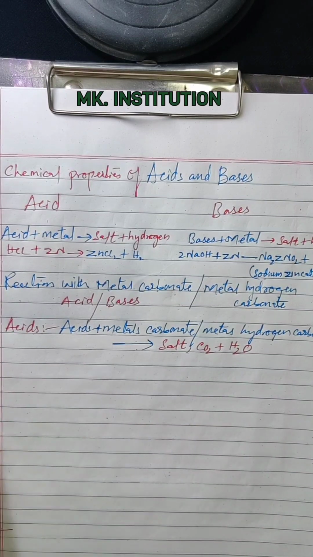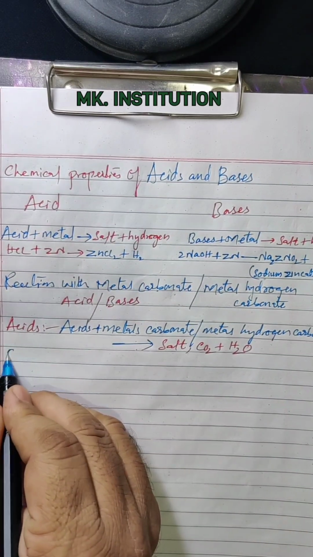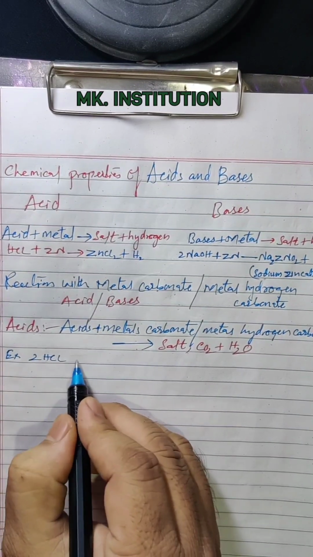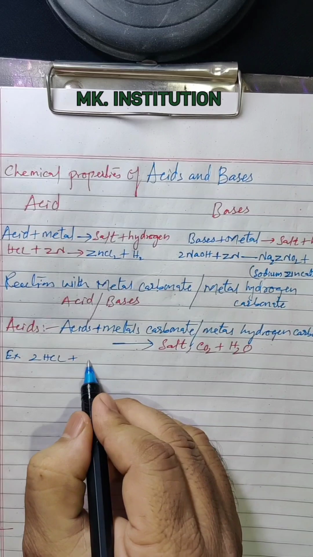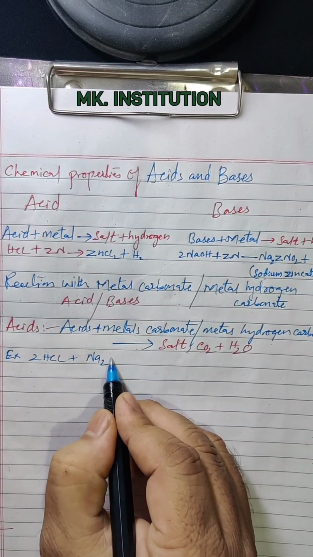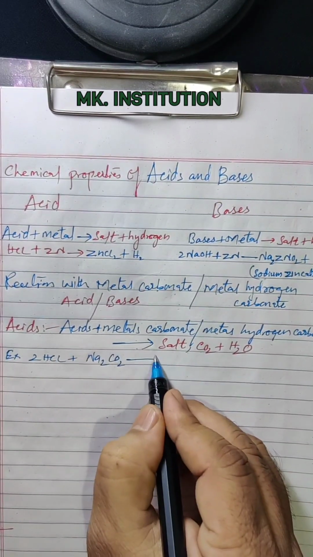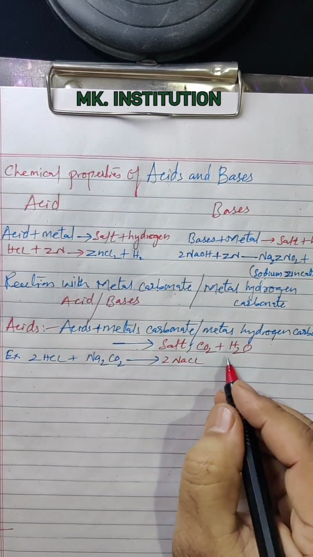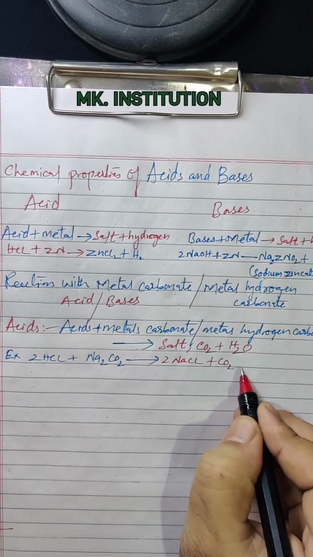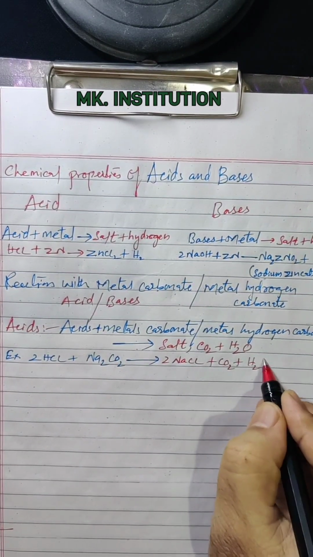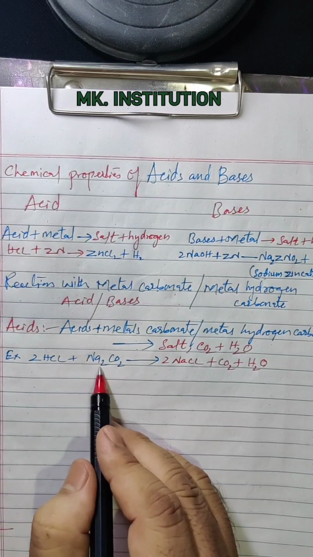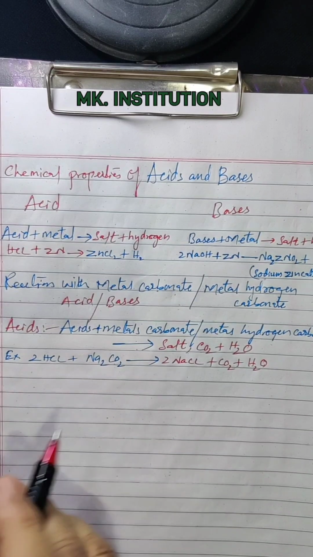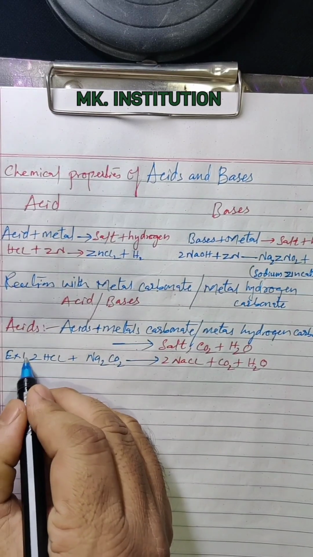Clear? Here one example we can give. Hydrochloric acid, 2HCl, plus Na2CO3 gives 2NaCl plus carbon dioxide plus water. Hydrochloric acid with sodium carbonate. Clear. This is sodium carbonate. This is the first example.